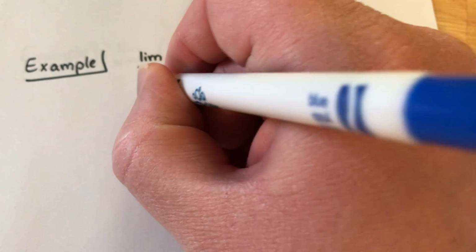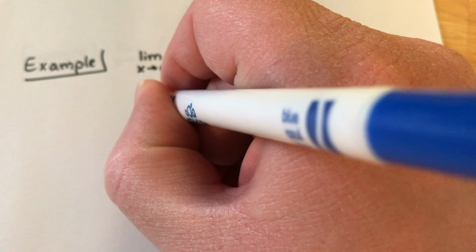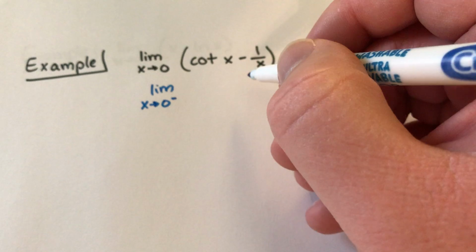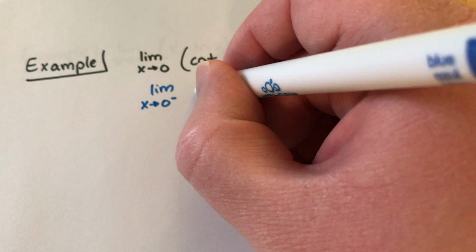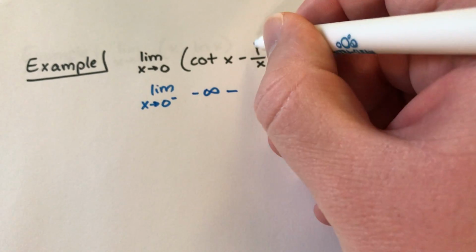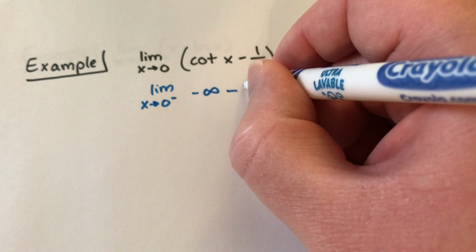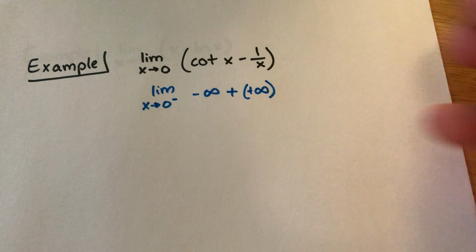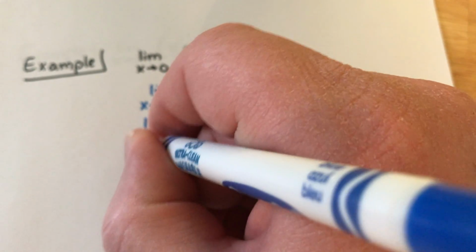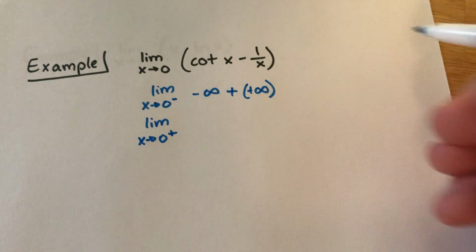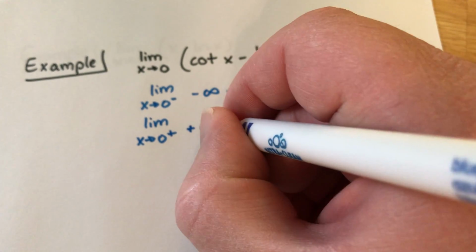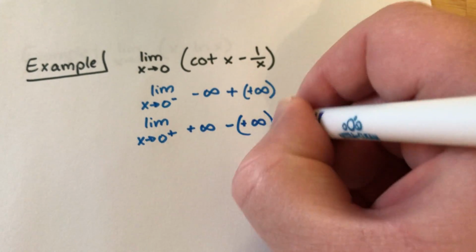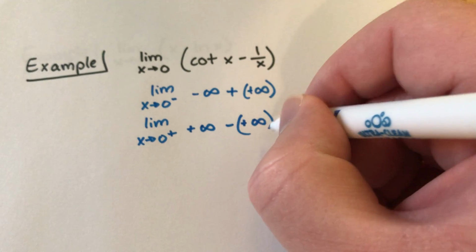this is kind of interesting, if you look at the limit as x approaches 0 from the left, what cotangent does is it goes toward negative infinity, minus 1 over x turns into negative infinity as well. So we end up having one that's negative and one that's positive. However, if I switch it and do the other side, the limit as x approaches 0 from the right, cotangent heads toward positive infinity, but so does 1 over x. So now we have one that's positive and one that's negative.